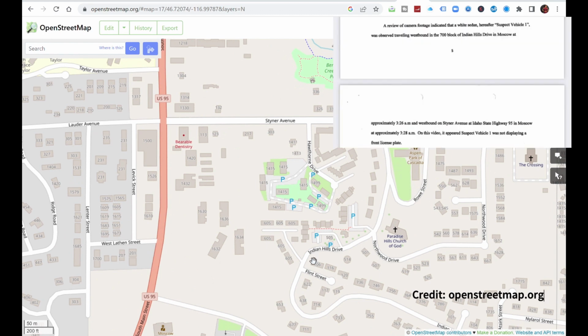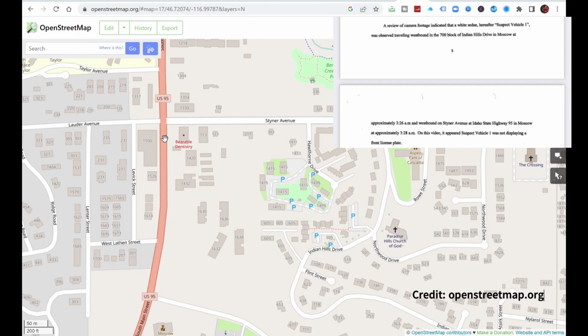So this is initially this first part where they're talking about suspect vehicle 1 on page 5, and that it's in the 700 block of Indian Hills Drive. And it says this is where suspect vehicle 1 was at 3:26 a.m., this 700 block drive.